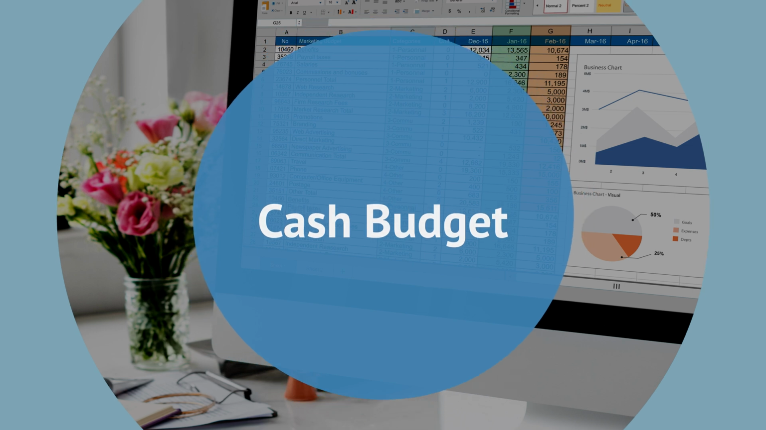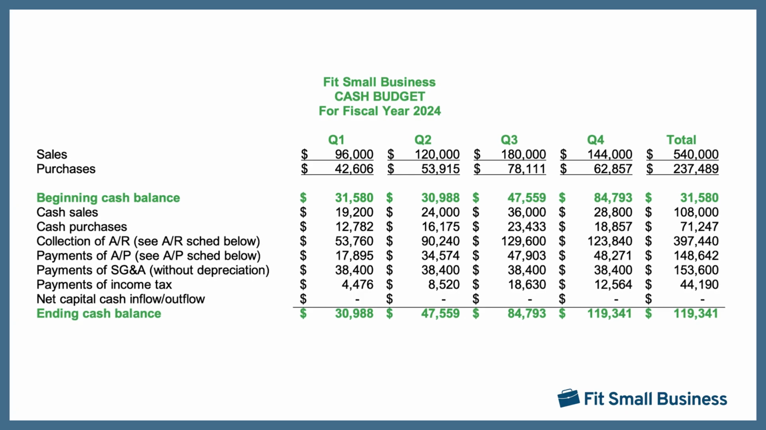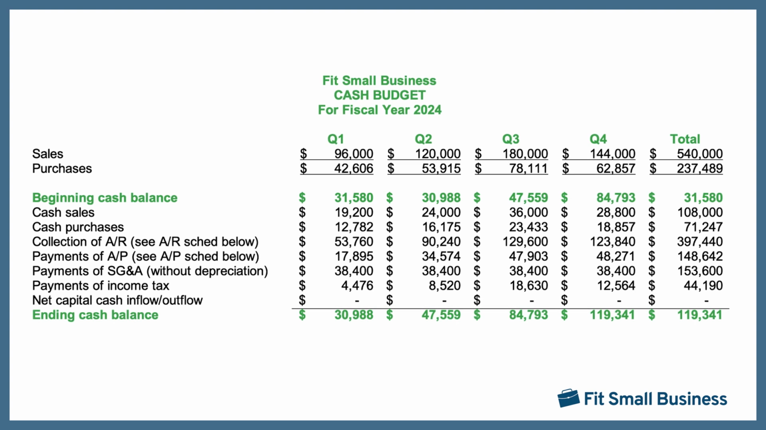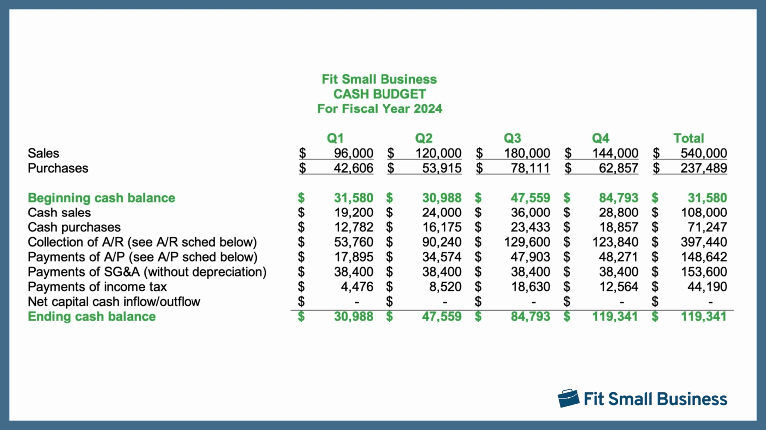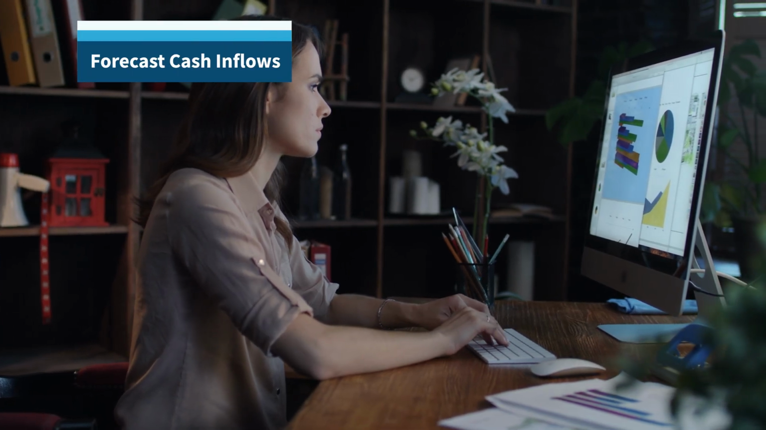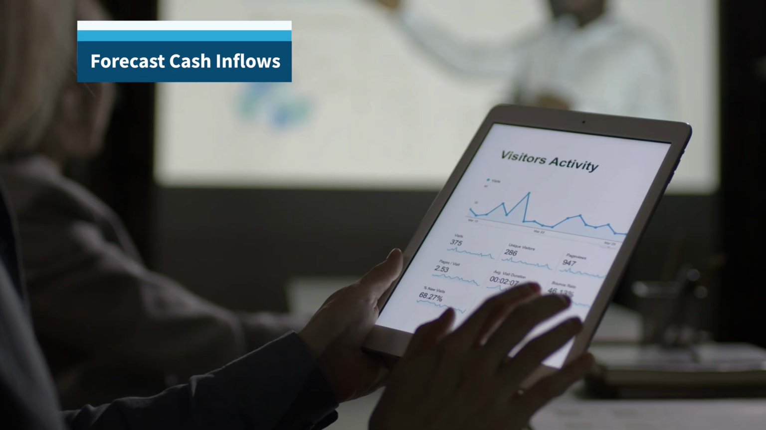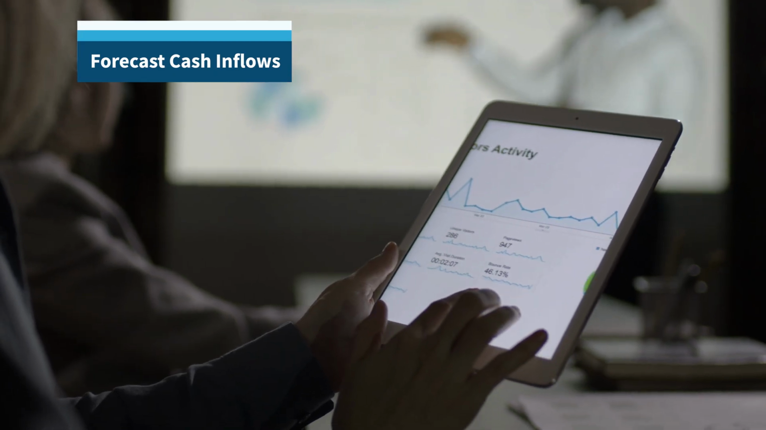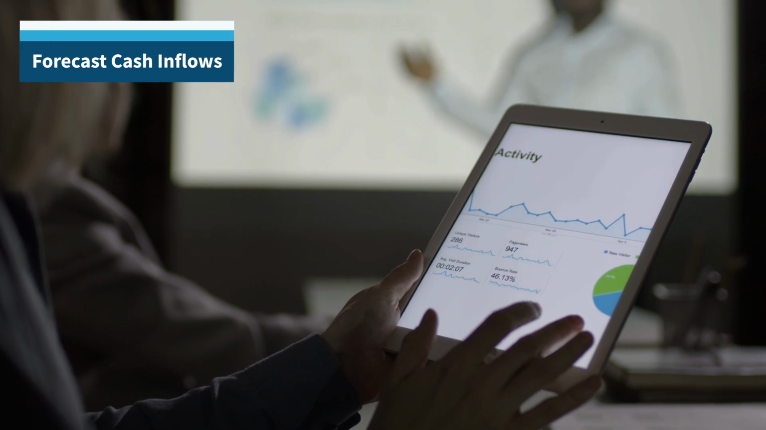Time to focus on the cash budget, the one budget that ties all the others together. Your cash budget shows all the cash inflows and outflows for your business, helping you manage liquidity and ensure you have enough cash to cover your expenses. To create this budget, you'll need to do the following. 1. Forecast cash inflows. Estimate all incoming cash for the budget period, including sales, accounts receivable, loans, and investments.